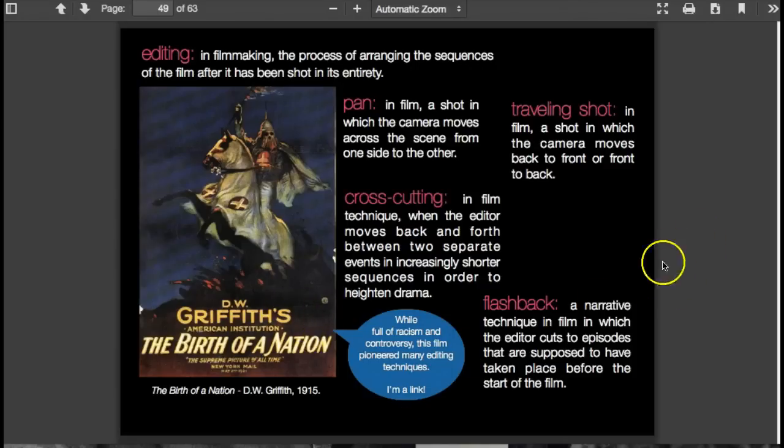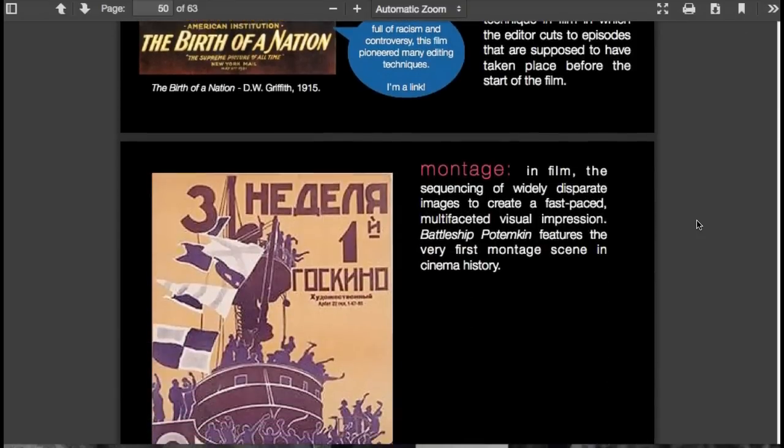And there is a link to show you a clip of that film. And the techniques I want you to be aware of are panning, travel shot, cross-cutting, and flashbacks. And these are all done, and I'll let you read through those on your own just for the sake of keeping this a little bit shorter, of how those work. But be looking for some of them in this film clip.